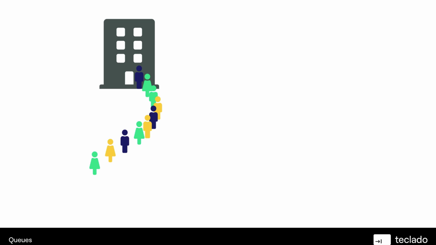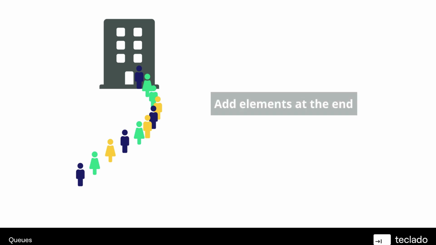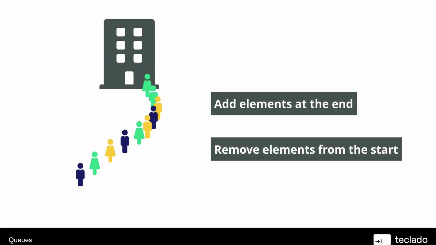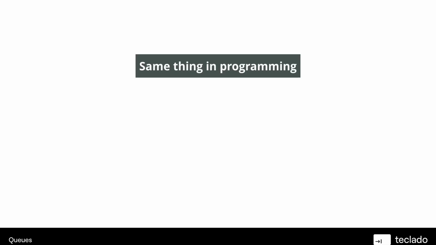And here's a more realistic example of a queue. Let's say you've got a queue of people to get into some sort of building. And of course, people are going to join the queue at the end, and they're going to leave the queue from the start. So this is a queue. You know how queues work already, particularly if you are in the United Kingdom, where we like to queue for everything. And it's really the same thing in programming.